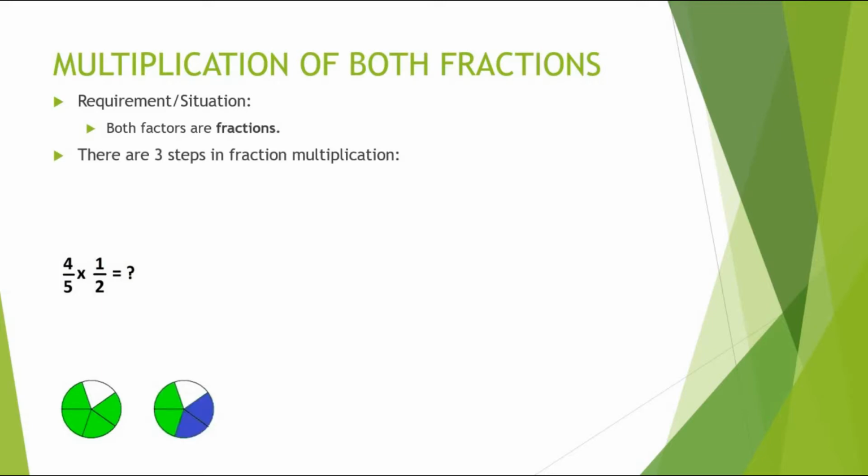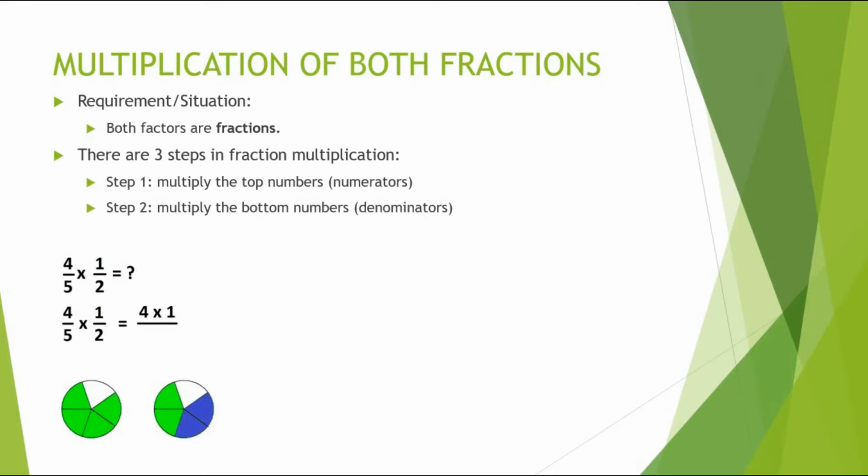Okay, so there are 3 steps in solving this fraction multiplication. The first step is multiply the top numbers or numerators, which is 4 times 1. And the step 2 is multiply the bottom numbers or the denominators, which is 5 times 2. So we then get 4 times 1 is equals to 4, and 5 times 2 is equals to 10. So our number is 4 over 10.